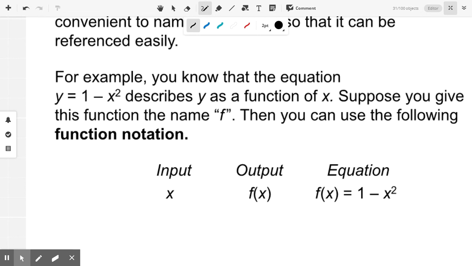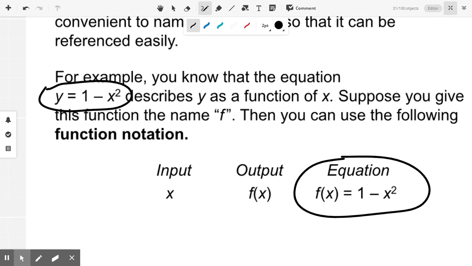And here is the function notation. The input is the x, the output is the f of x, the function of x. And then you can rewrite the equation like this right here. F of x equals 1 minus x squared. It means the exact same thing like this right here.